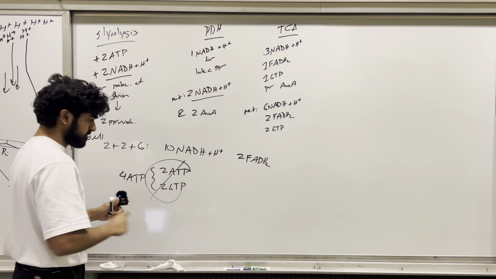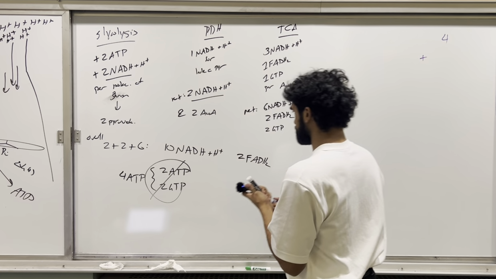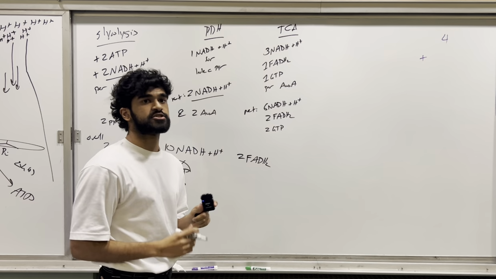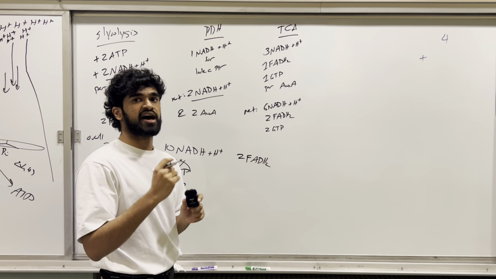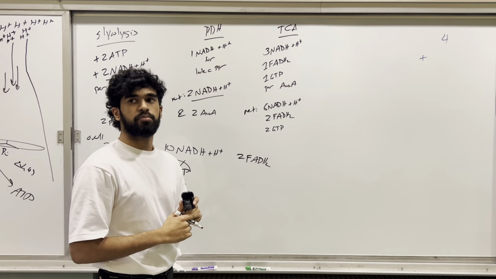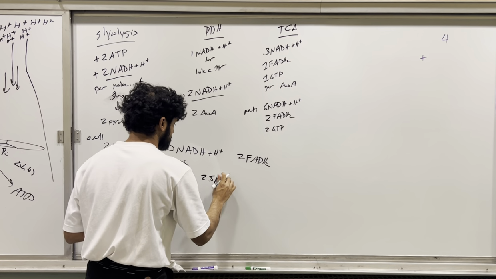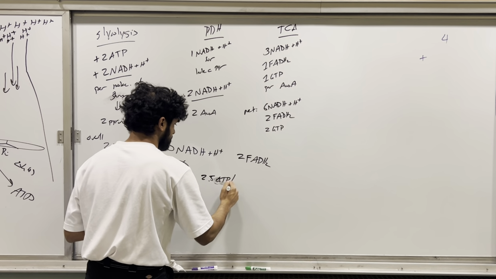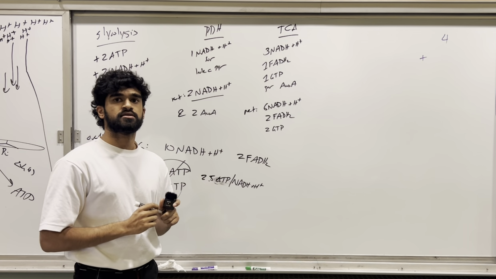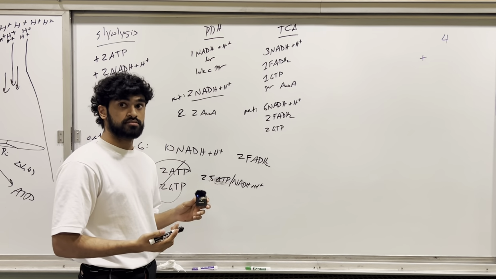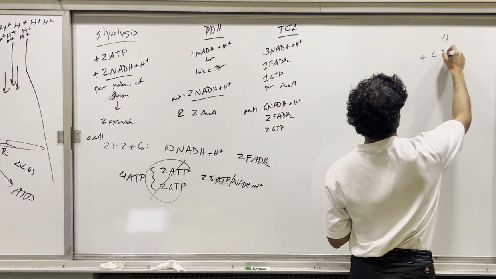So from here, we get 4 plus... How many ATP do you get per NADH? For every NADH molecule, how many ATP do you get? 2.5. 2.5 ATP per NADH, H+. So if we have 10, that's going to make 25. That's a lot of ATP.